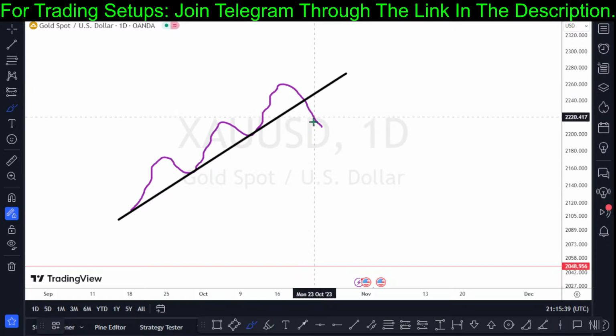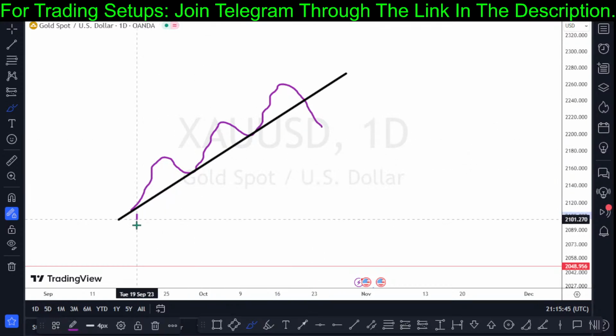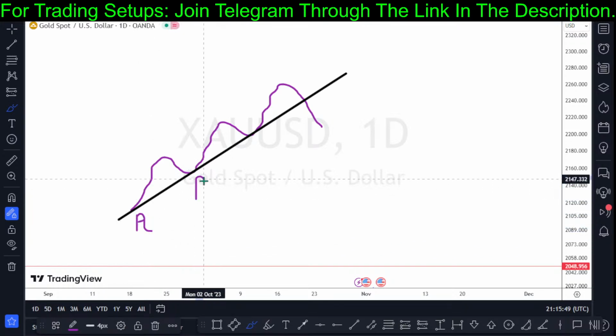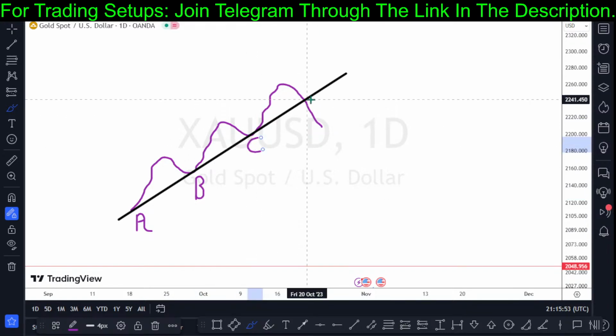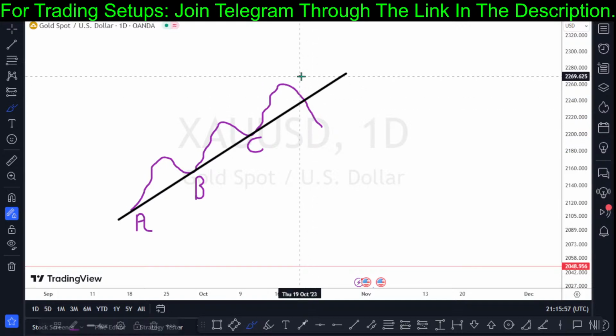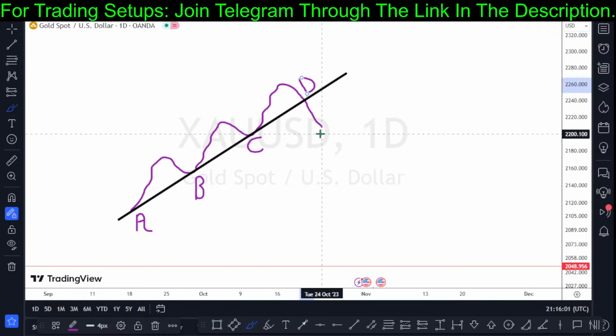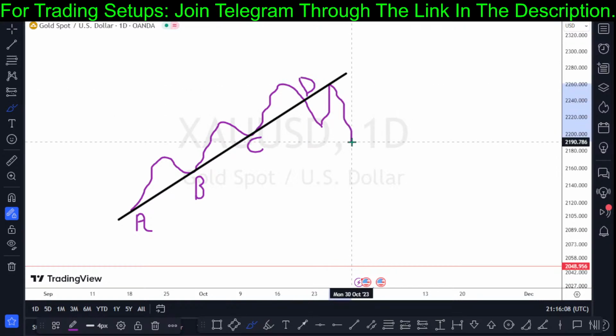Once we have the first breakout right here, let me mark this level as point A. This should be point B. This should be point C. And this is point D. So when the price breaks at point D, you have to look out for price to make a pullback. This could be a pullback to this trend line, and then you have a rejection downward.